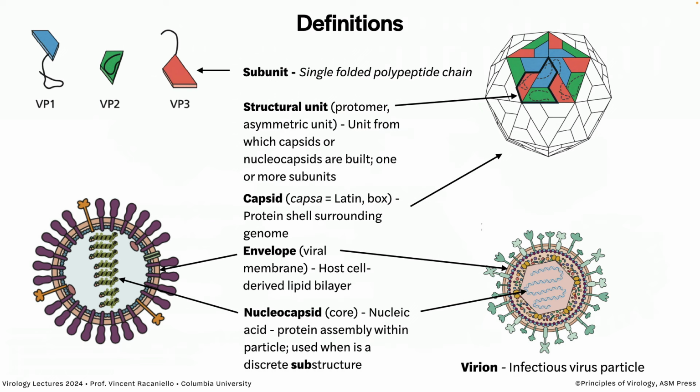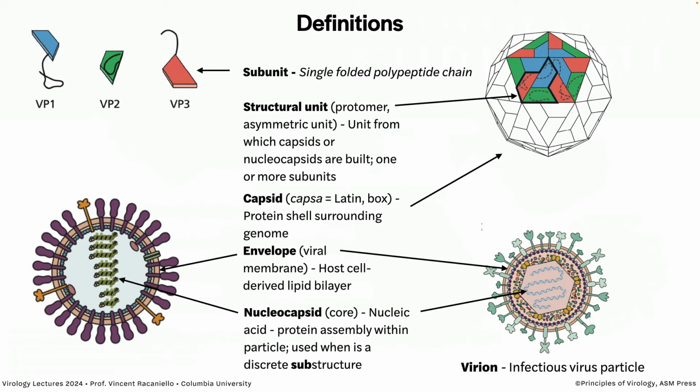The next level up is a structural unit, which you will also see called protomers or asymmetric units. I'll just call them structural units. That's the unit from which the capsids are built. And so the subunits make up the structural unit. You can see here there are 3 subunits making up this structural unit, which is outlined in black.